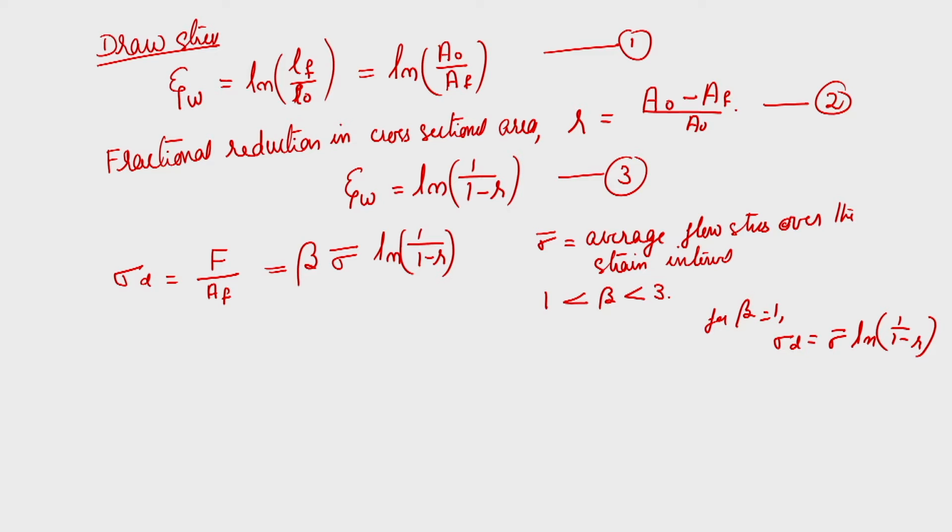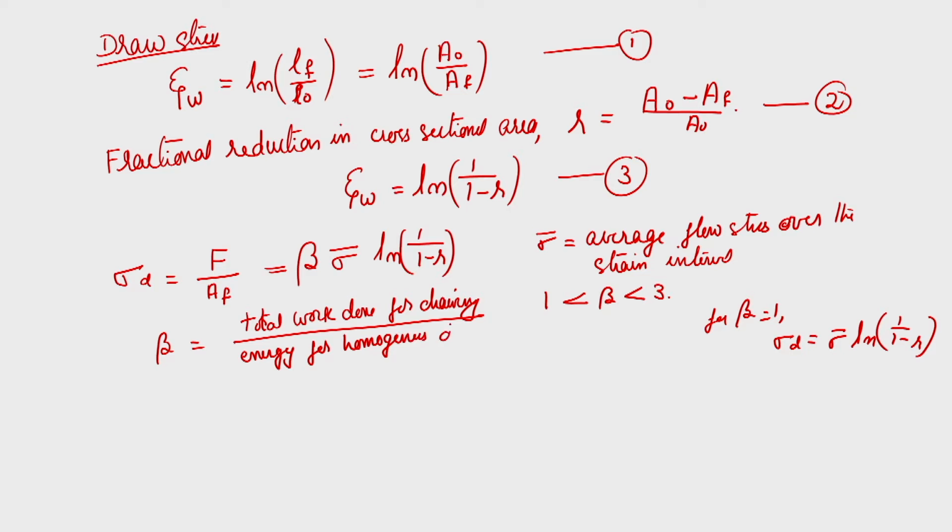So that will give an idea that beta is the ratio of the total work to the homogeneous. That means beta is nothing but the ratio of the total work done for drawing to the energy for homogeneous deformation for the same reduction.